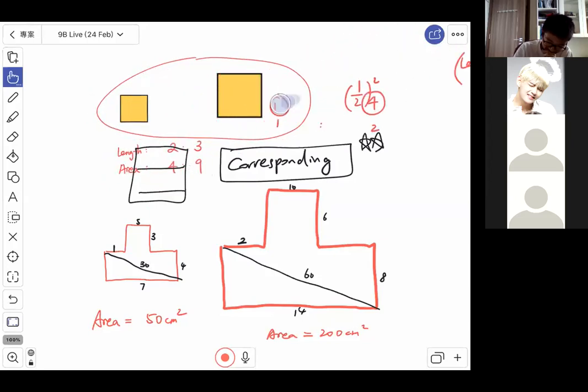Anyway, okay, I put it away. All right, you try to put this part.